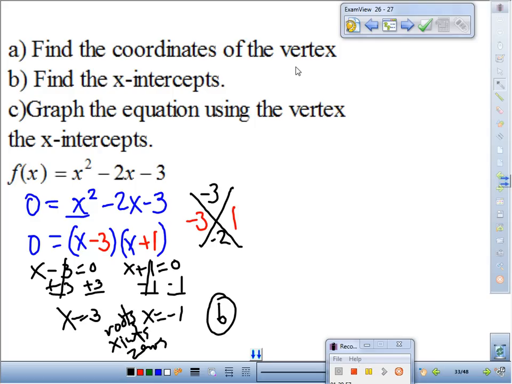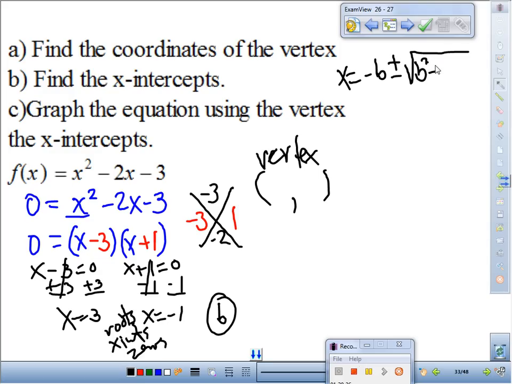Find the coordinates of the vertex. So for the vertex, check this out. I'm going to refresh your memory. For the vertex, we need an x value and a y value. And remember from the quadratic formula that we were using part of that to find the vertex. Let me show you what we use. X equals minus b plus or minus the square root of b squared minus 4ac over 2a. But what part did we use earlier for the discriminant? We use this part. But what do we use for the vertex? Let me show you. And I think we labeled it the California.